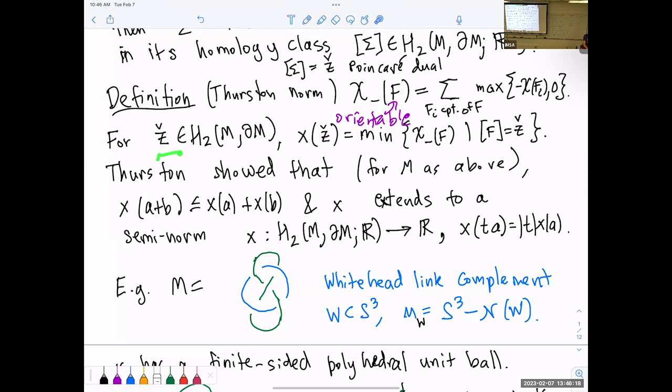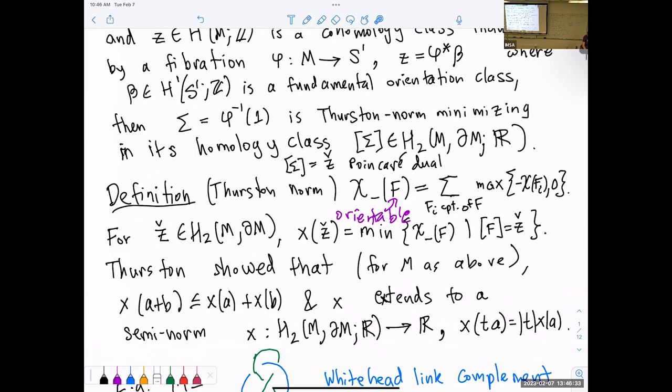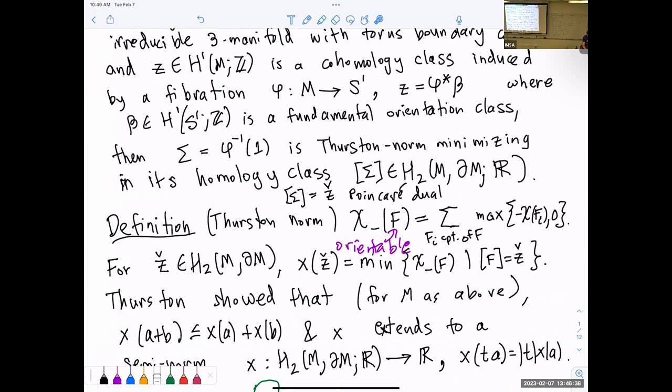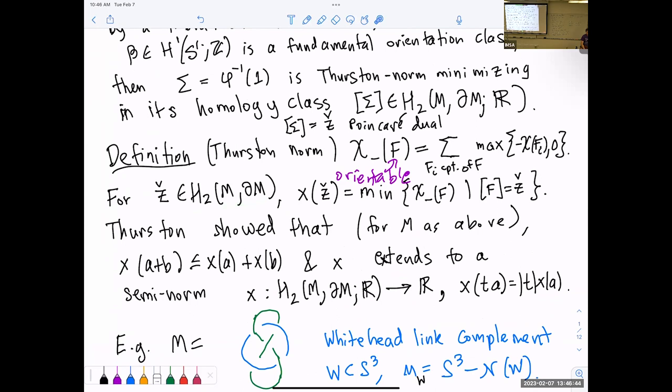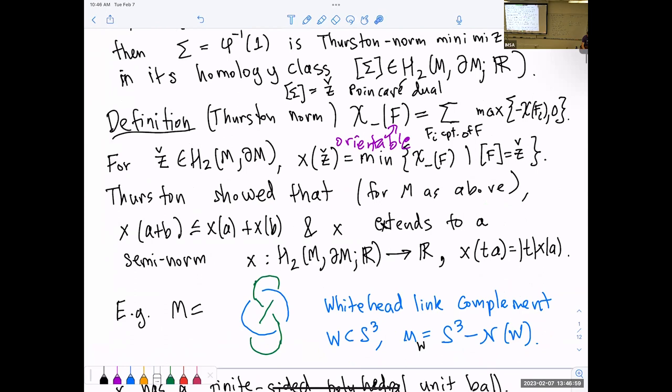And then for a given homology class in H2 rel boundary, by Poincaré duality, that will be dual to some one-dimensional cohomology class, if you like. Here I wrote Z hat, where we have a general cohomology class Z, then we can take its Poincaré dual, which will represent a surface rel boundary. The fundamental class of that surface maps to that two-dimensional homology class. Then you can define the Thurston norm as the minimum of chi minus of F over all surfaces representing that homology class.